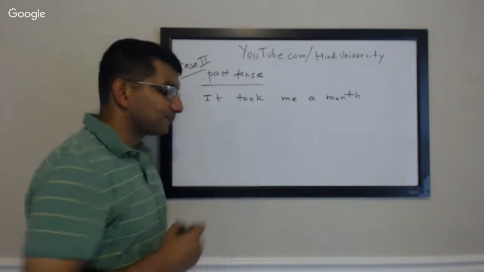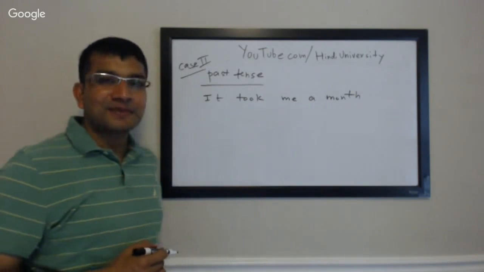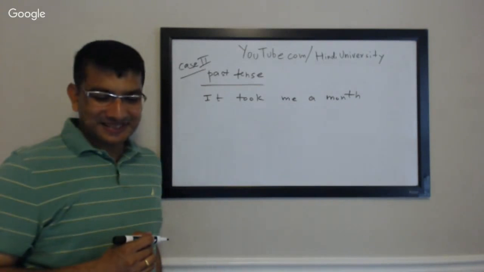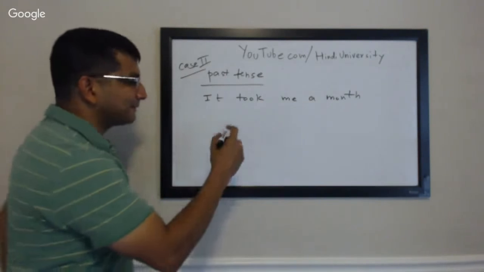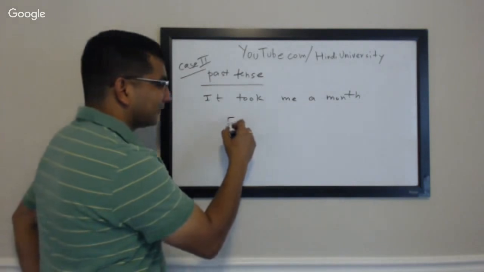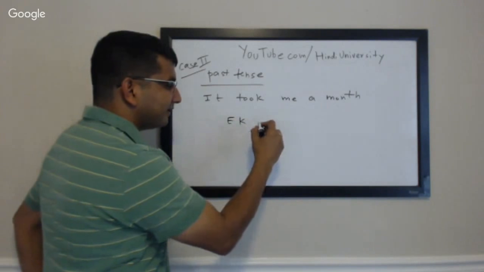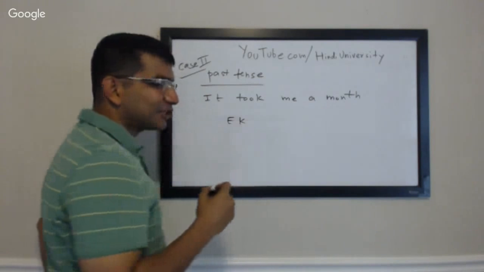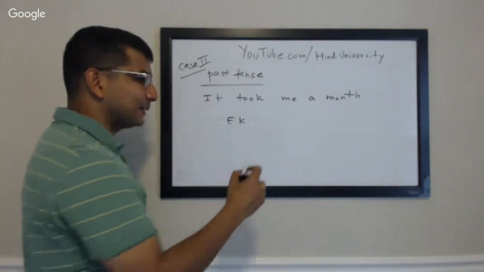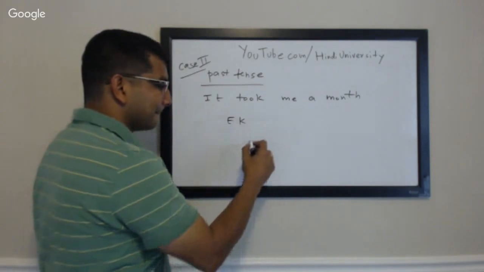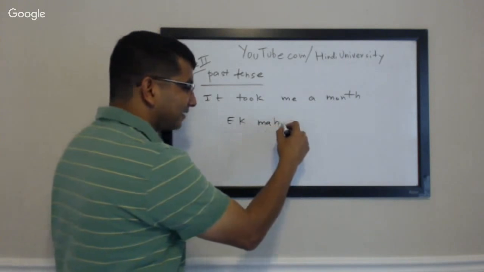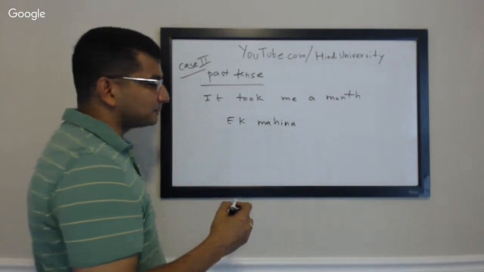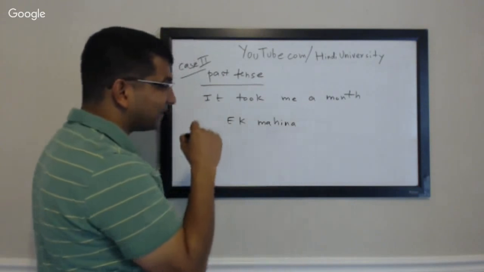And then, past tense, would you do lagye? You try it. So, ek mahine lage hai. Ek mahine. What's singular, what's plural? Oh, mahina. Ek mahina. Lagya hai. It's a past tense.